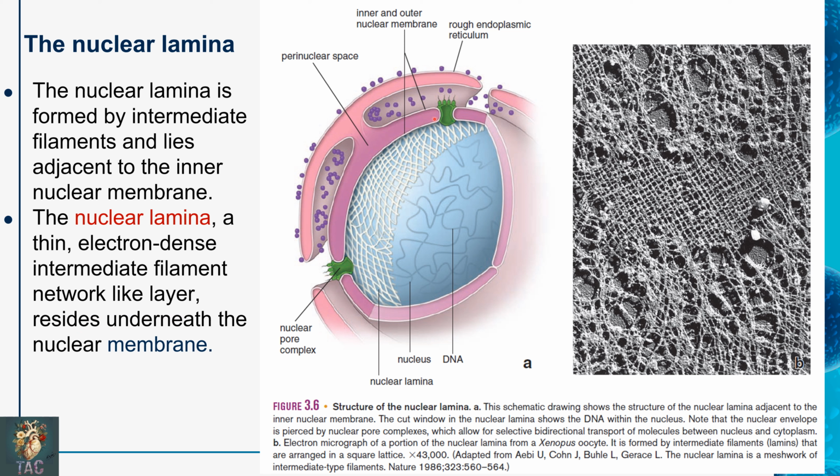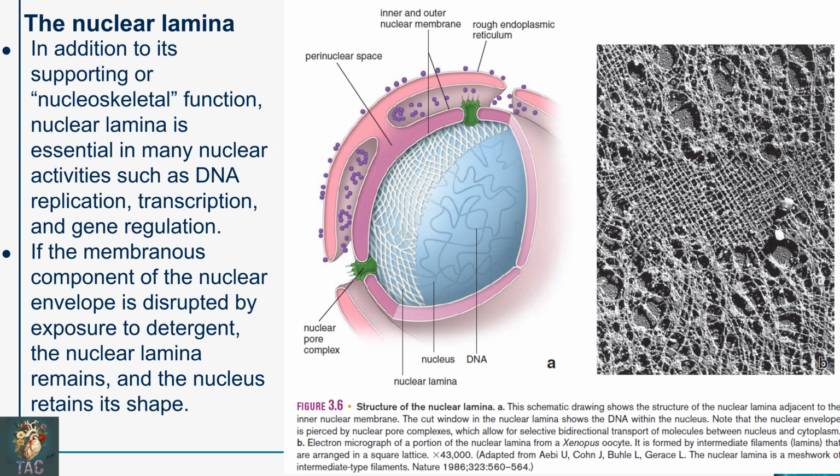So here you can appreciate this lies underneath the nuclear membrane. In this area you can see the nuclear pore complex, and here you can see DNA forming the chromatin. This is part of the nucleolus. This is again an electron micrograph of a portion of the nuclear lamina, and here you can appreciate the inner lamina which is present over here.